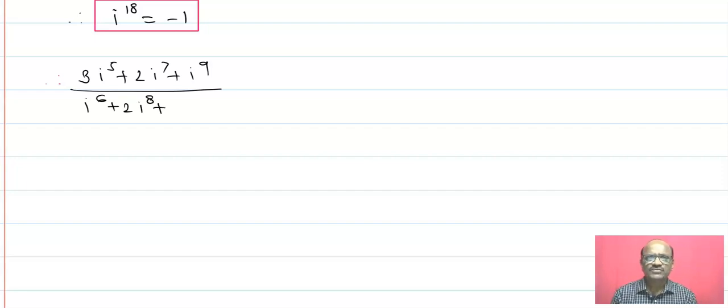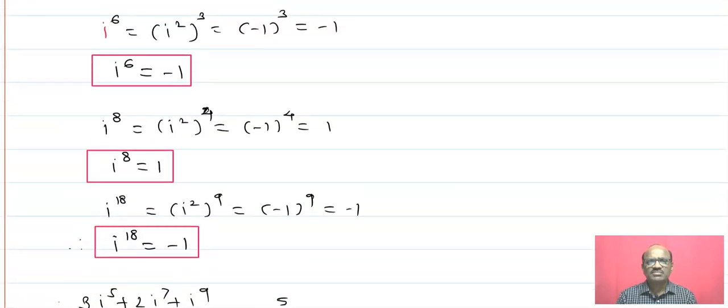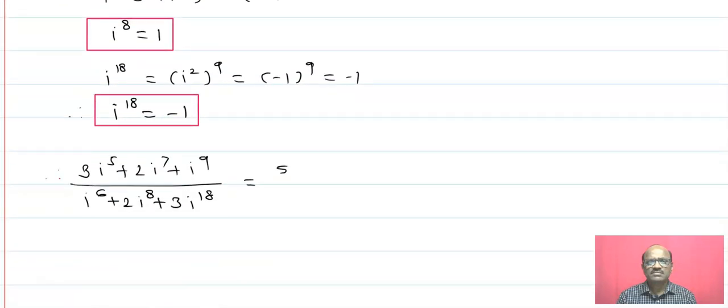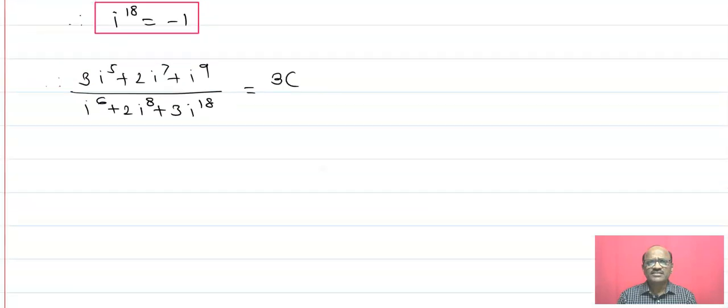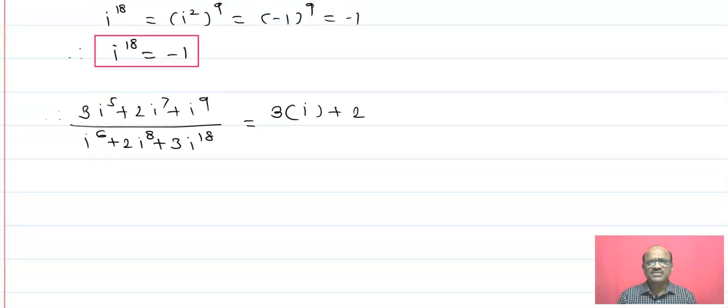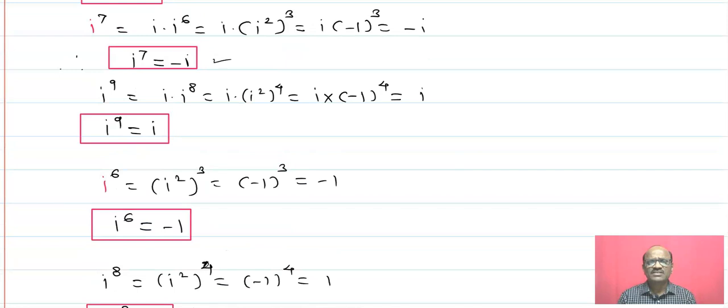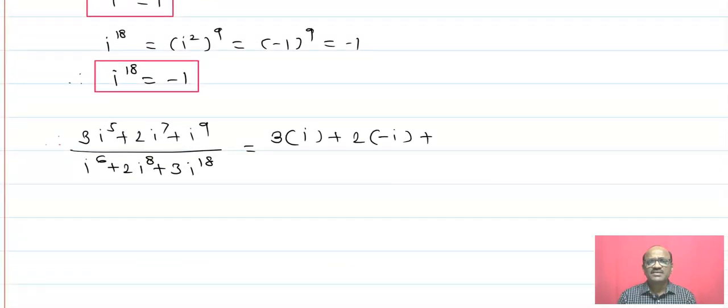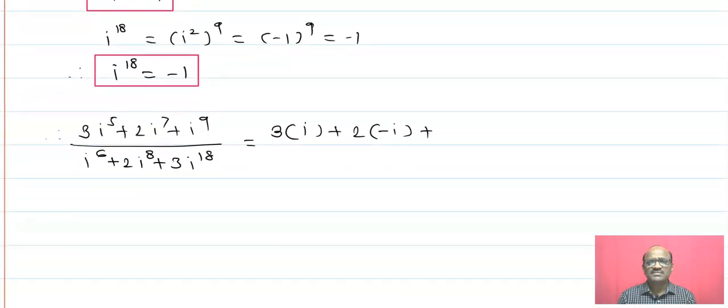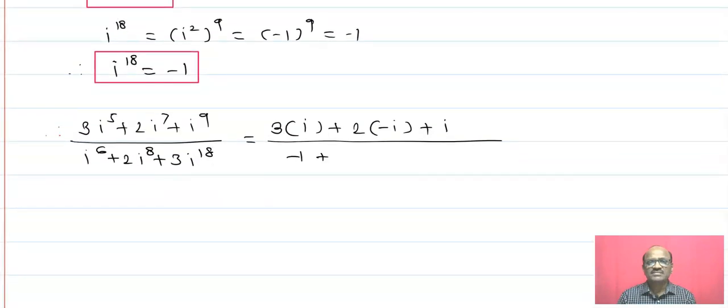That is 3i raised to 5 plus 2i raised to 7 plus i raised to 9 upon i raised to 6 plus 2i raised to 8 plus 3i raised to 18. Now we see all the values. The value of i raised to 5 is i, plus 2i raised to 7, it's minus i, plus i raised to 9 is i, upon i raised to 6 is minus 1.